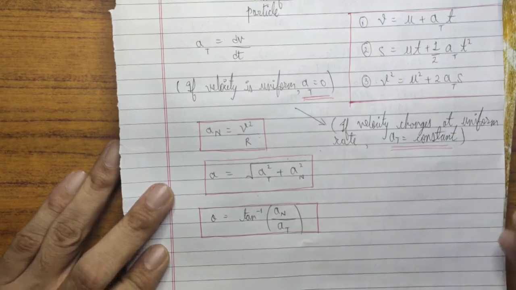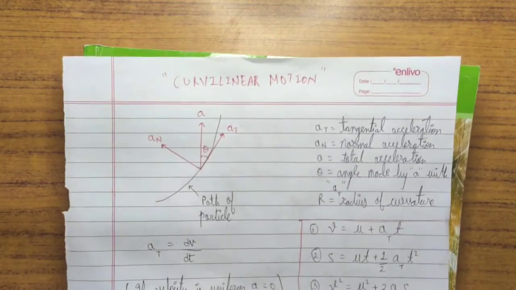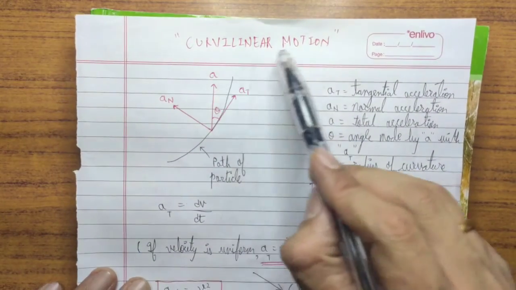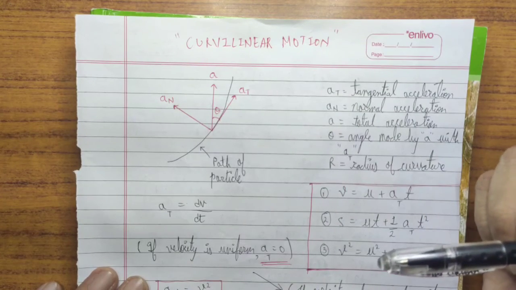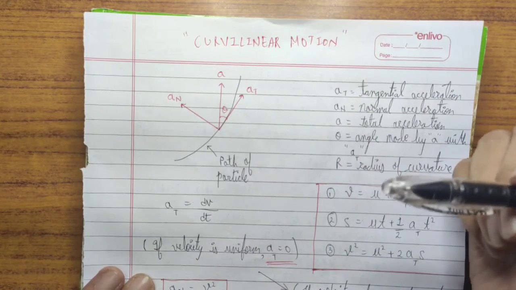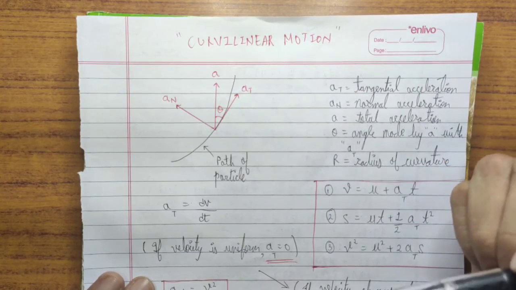So these are the basic formulas which are used for solving numericals on curvilinear motion. I hope you have understood these formulas, and we will use all of them in upcoming videos which will include solving of problems. Thank you.